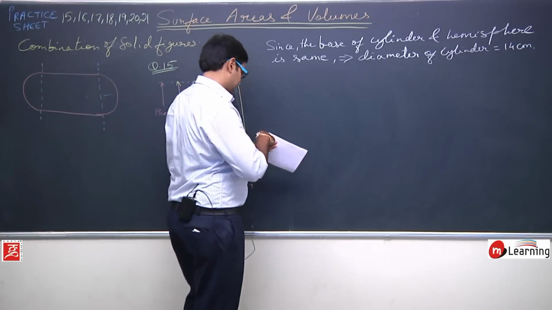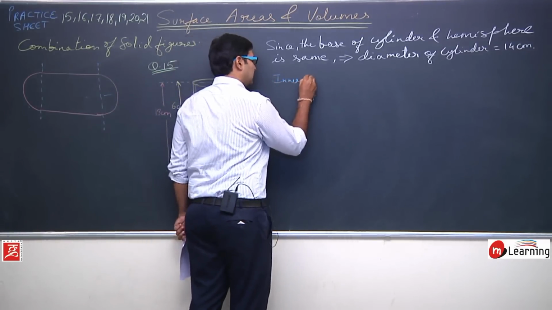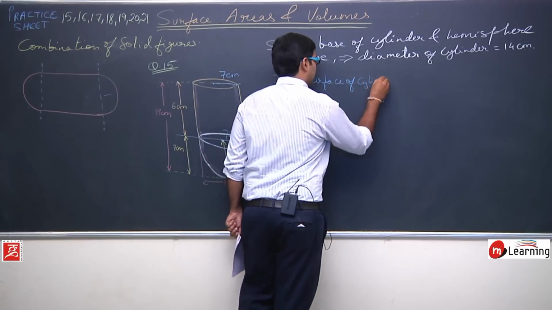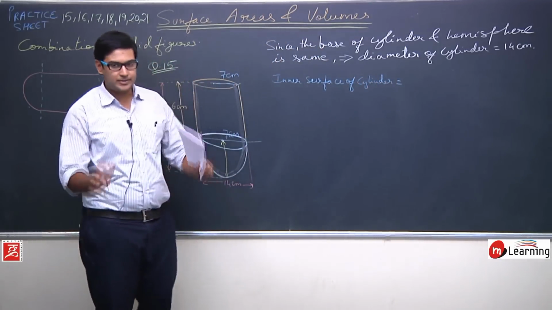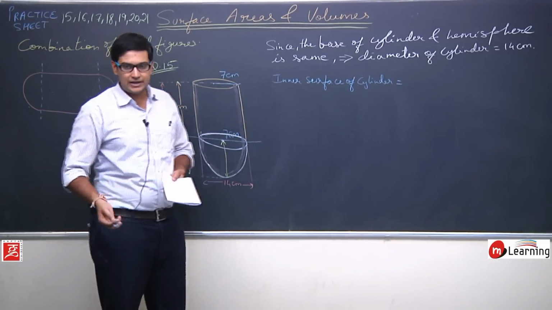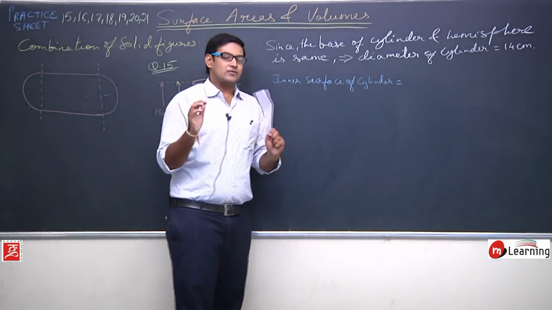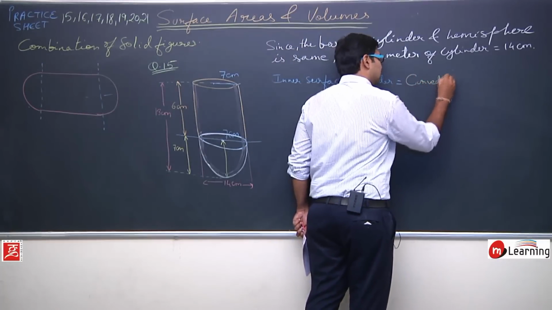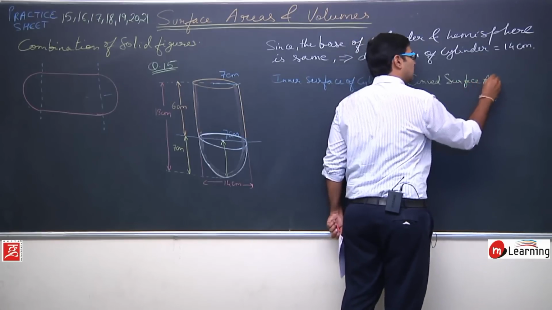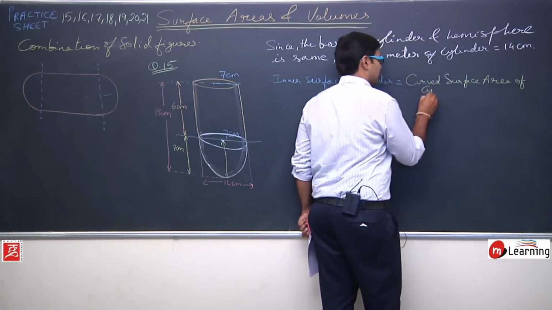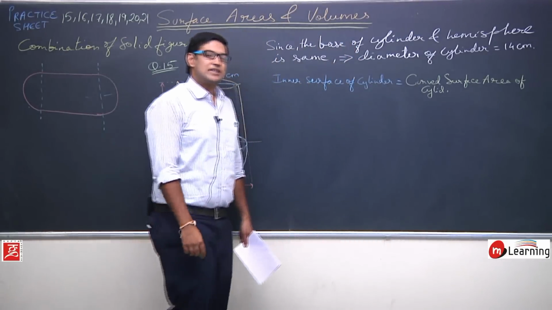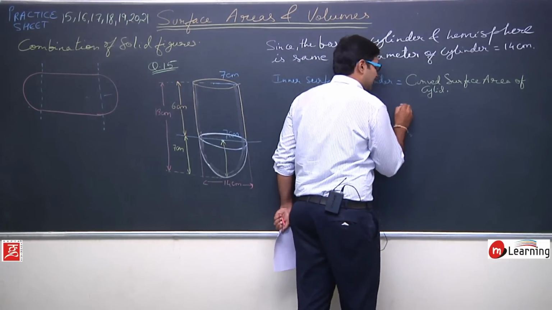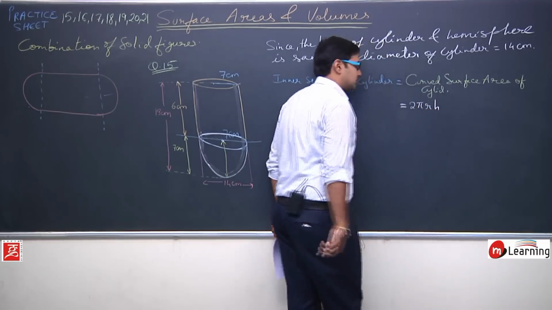So in this case, the inner surface of the cylinder is basically what? Inner surface means the area of the wall. And what is the area of the wall in the case of a cylinder? We call the area of the vertical walls of this cylinder the curved surface area of the cylinder. Now what is the curved surface area of a cylinder? The formula for the curved surface area of a cylinder is 2 pi RH.